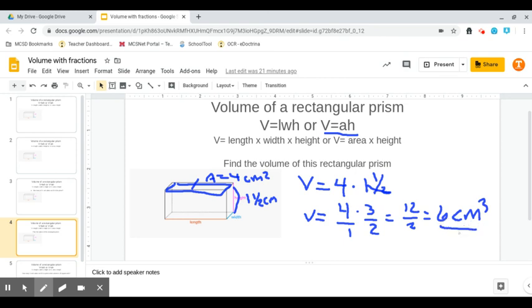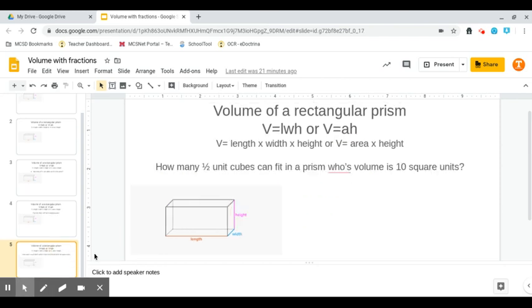And again, when you're multiplying fractions, make sure you change all your mixed numbers into improper fractions before you start multiplying. Okay? And our fifth example in this case says, how many 1/2 units can fit in a prism whose volume is 10? So how many halves can fit in this thing if the whole volume is 10? It should be cubic units instead of square units, but we're not going to worry about that right now.